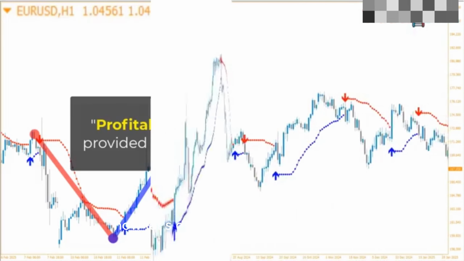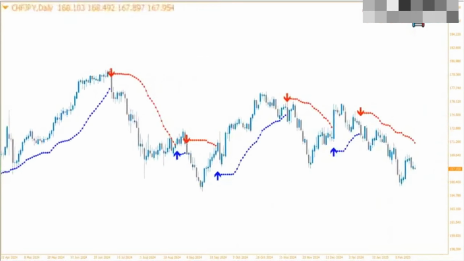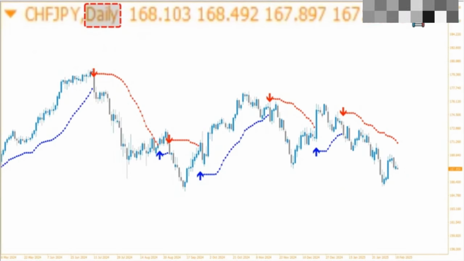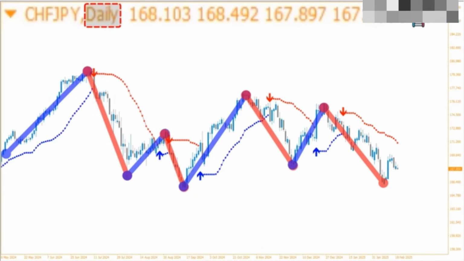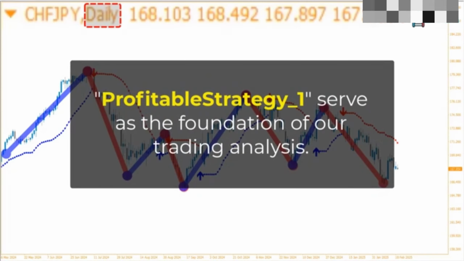Now let's dive into the third example. This time, we're analyzing a daily time frame chart from May 6th, 2020 all the way to now in 2025. You can see how Profitable Strategy Indicator 1 has consistently provided highly accurate trend guidance. And here's the key takeaway. Your job isn't to force trades. It's to find the perfect timing. All you need to do is identify the most advantageous entry points by zooming into smaller time frames, where precision can make all the difference. As I mentioned earlier, Profitable Strategy Indicator 1 serves as the foundation of our trading analysis. It's simple, powerful, and incredibly reliable.